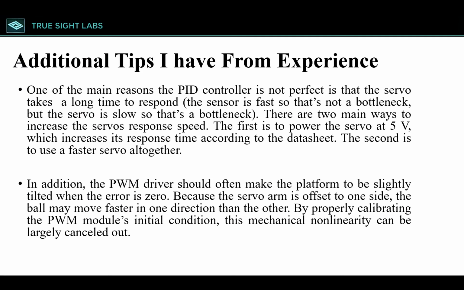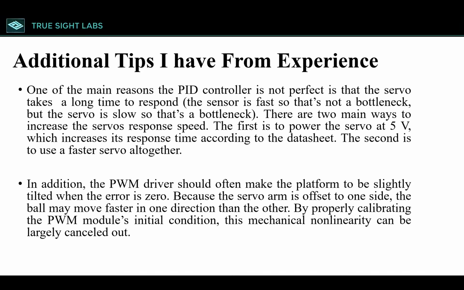In addition, because the servo arm is offset to one side of the beam, the ball may move faster in one direction than in the other. By properly calibrating the PWM module's center position, this mechanical nonlinearity can be largely cancelled out.